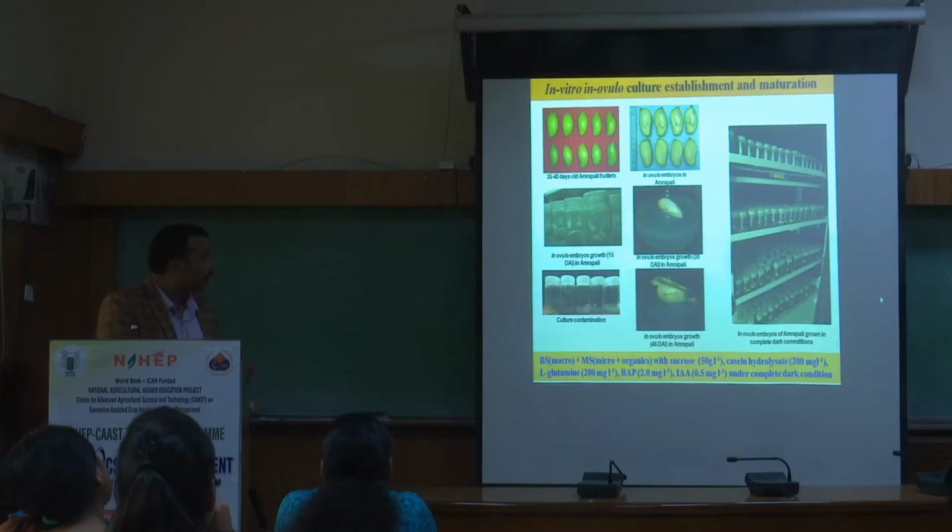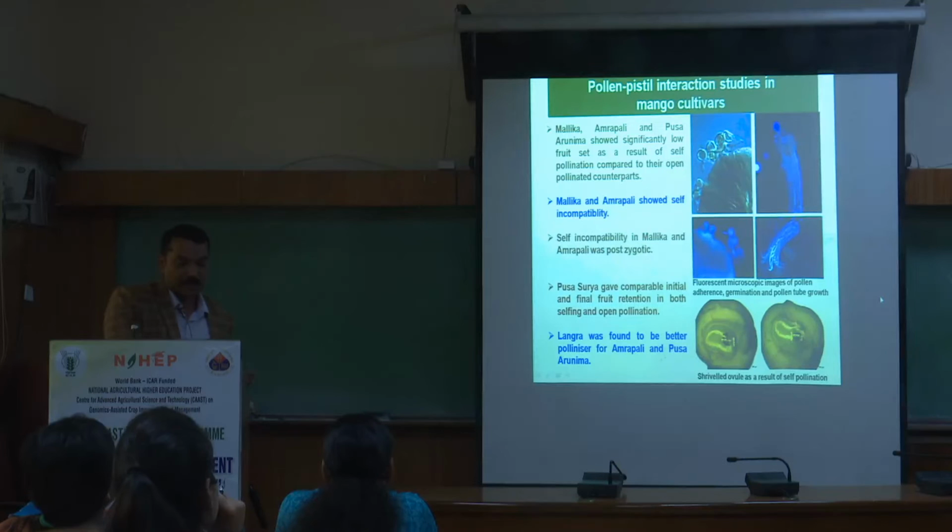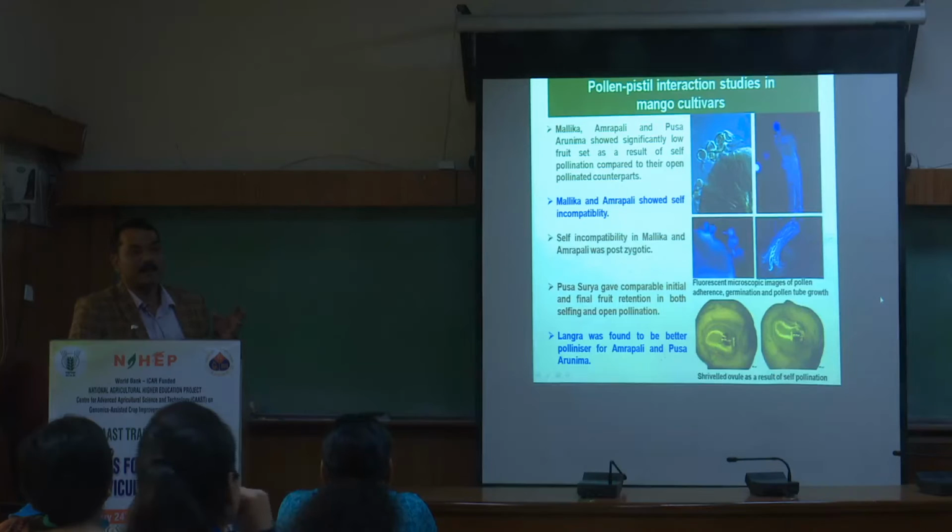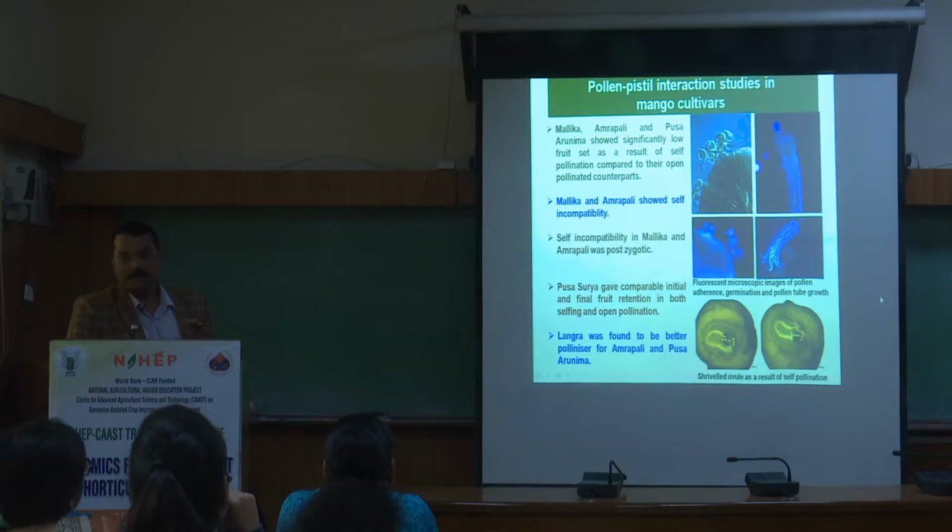Then we also worked on this: there is a very old report that North Indian varieties have self-incompatibility. So we also investigated this phenomenon in our own varieties, because Amrapali is the most preferred female parent. We found certain indications that Amrapali is also showing the phenomenon of self-incompatibility. Mallika is also self-incompatible, but Surya and Arunima are self-compatible.